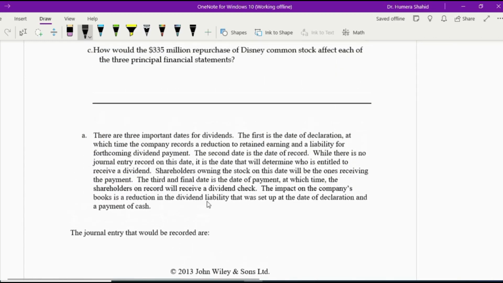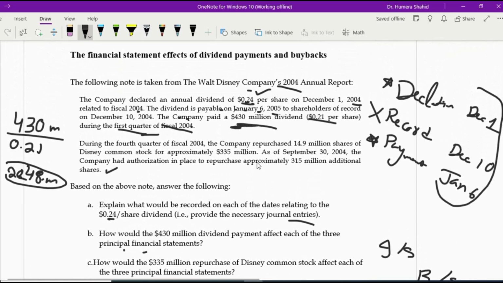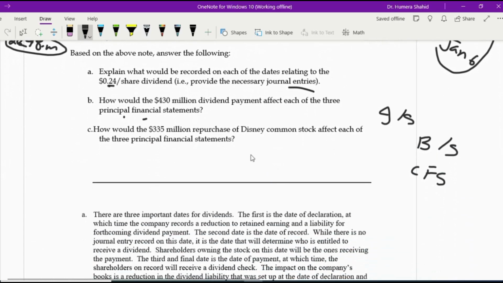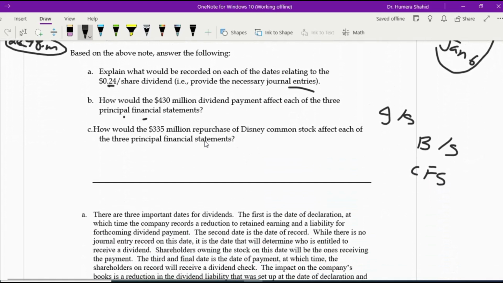Let's talk about point number B. How would the 430 million dividend payment affect each of the 3 principal financial statements? So they are talking about the income statement, the balance sheet, and the cash flow statement. We know that this one is already paid, so how is it going to affect these 3 statements during 2004? Okay, so we all know that dividends have nothing to do with the income statement. They are of course based on the net profits, but they do not affect your income statement accounts, so it will have no effect on the income statement.